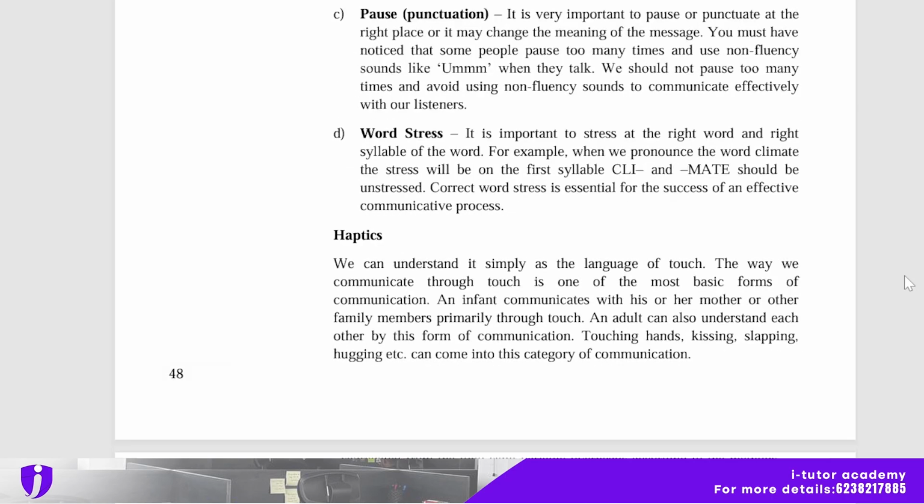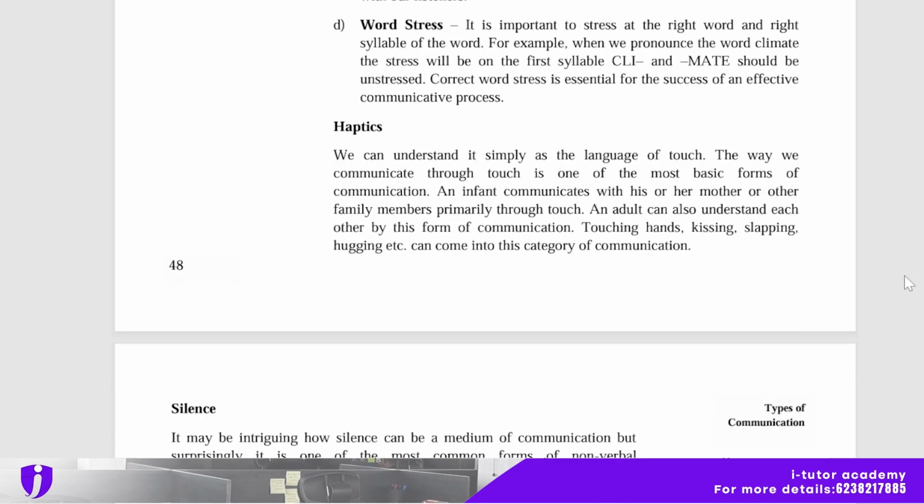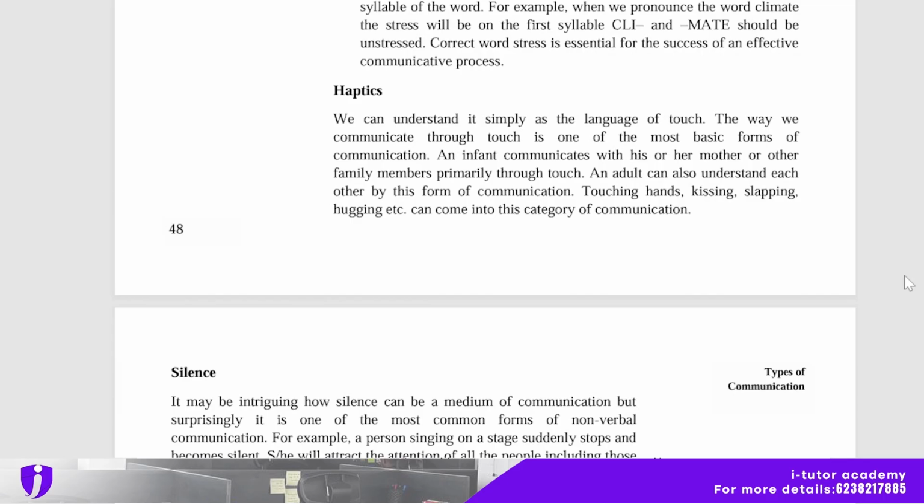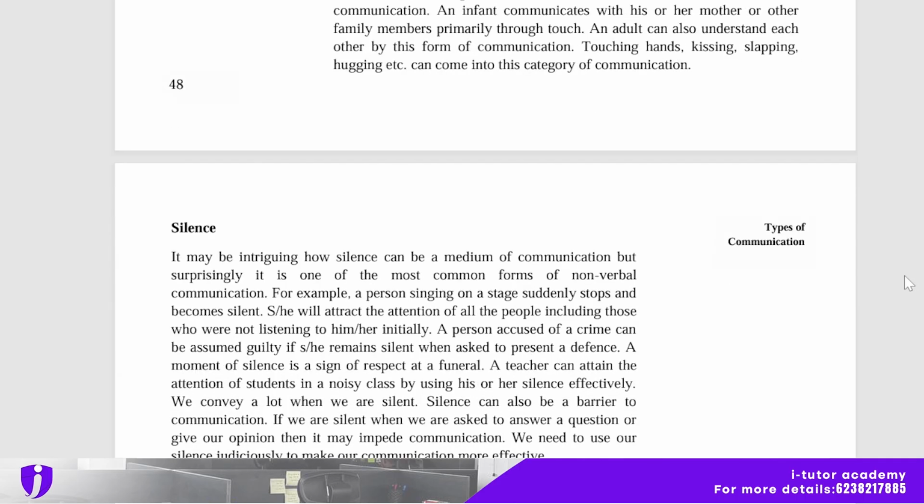And haptics. What is haptics? We can understand it simply as the language of touch. The way we communicate through touch is one of the most basic forms of communication, and an infant communicates with his or her mother or other family member primarily through touch. An adult can also understand each other by this form of communication. Touching hands, kissing, slapping, hugging, etc. can come into this category of haptic communication.